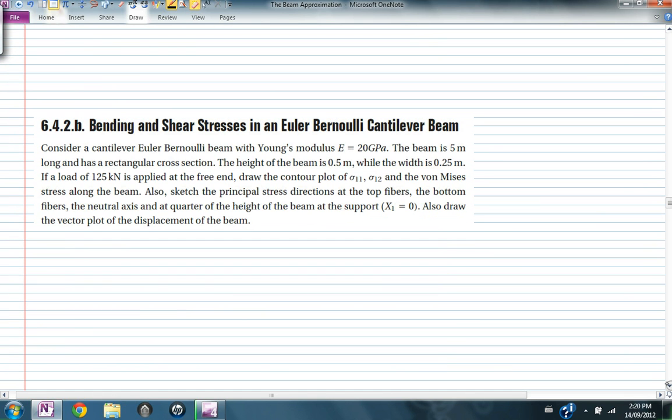So consider a cantilever Euler Bernoulli beam, so a beam that can utilize the Euler Bernoulli beam model for the analysis of the deformation and the stresses. It has Young's modulus of 20 gigapascal. The beam is 5 meters long and has a rectangular cross section.